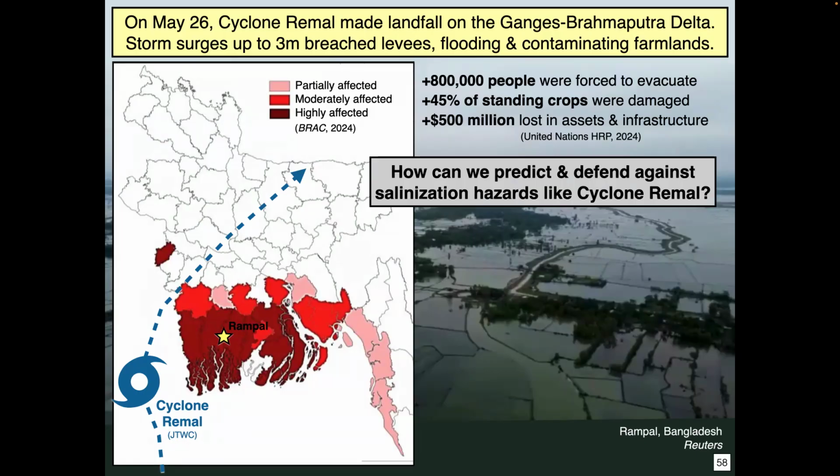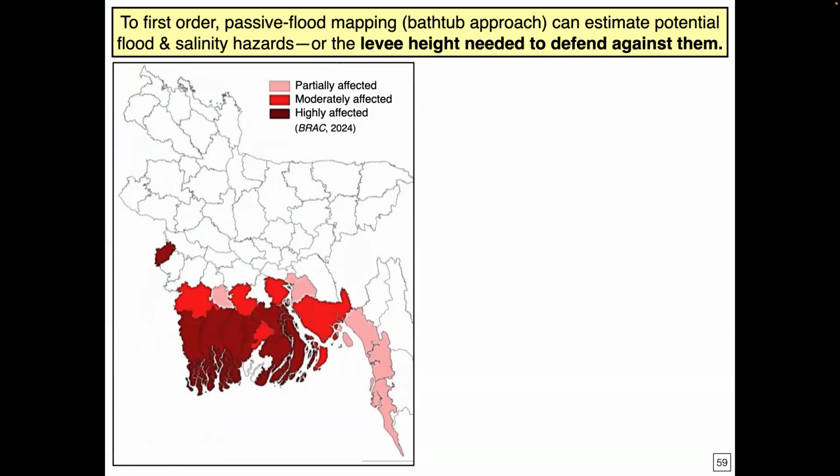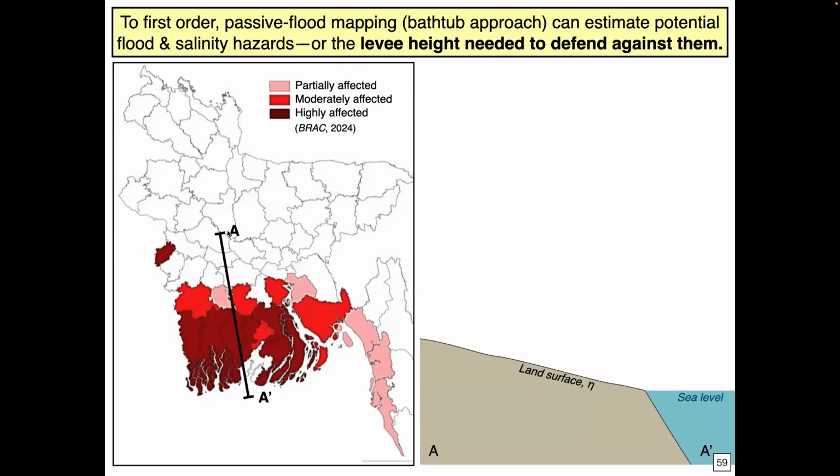in the future? Well, to first order, you can do what's called passive flood mapping, or the bathtub approach. This is a simple way to basically estimate the potential depth of flood and salinization hazards, or alternatively, the levee height that's needed to defend against them. So what I mean by this is if we take an example profile from A to A prime across our landscape here, here's this profile and elevation. We can imagine having some surge of some known height, H surge, and then propagating that water surface inland to some point and saying, okay, what is the levee height needed here to defend against potential flooding?